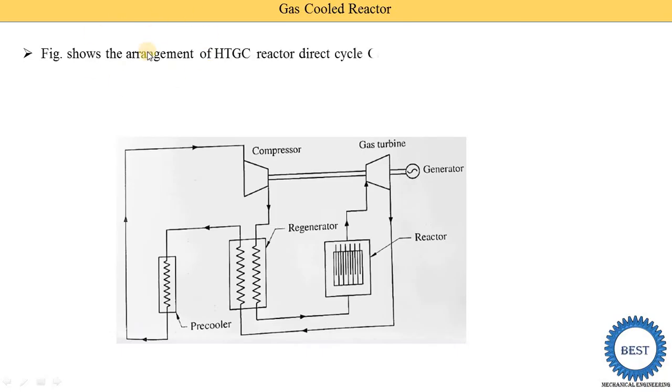So this figure shows the arrangement of HTGR, meaning high temperature gas reactors, that is a direct cycle gas turbine power plant. So it is called the direct cycle gas turbine power plant. Why is its name given as direct cycle? Because the heated gas coming out from this reactor directly expands in the turbines.